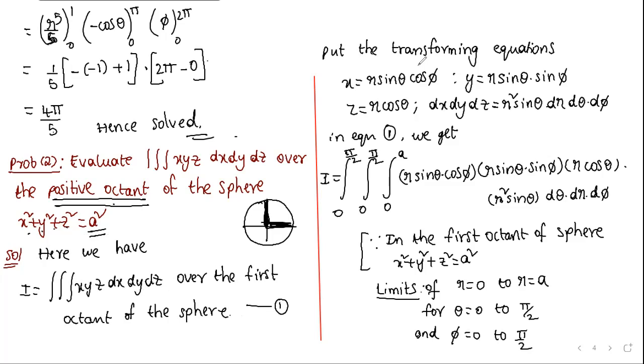Putting the transforming equations, that is x is equal to r sin theta cos phi, y is equal to r sin theta sin phi, and z is equal to r cos theta. dx dy dz is equal to r square sin theta. So this is the Jacobian value. dx dy dz means mod J into dr d theta d phi. In equation 1 we get I is equal to the triple integral.